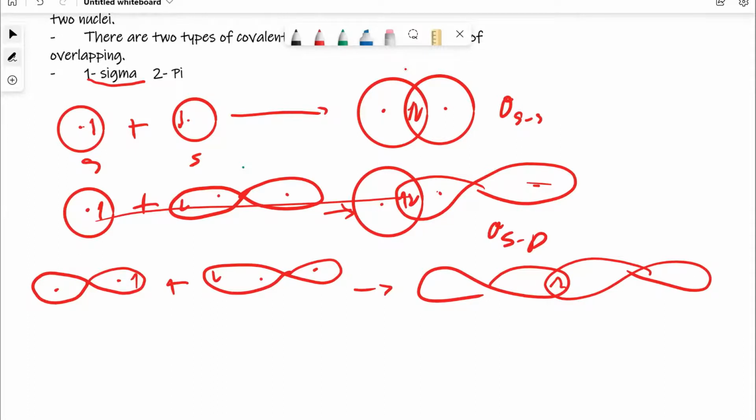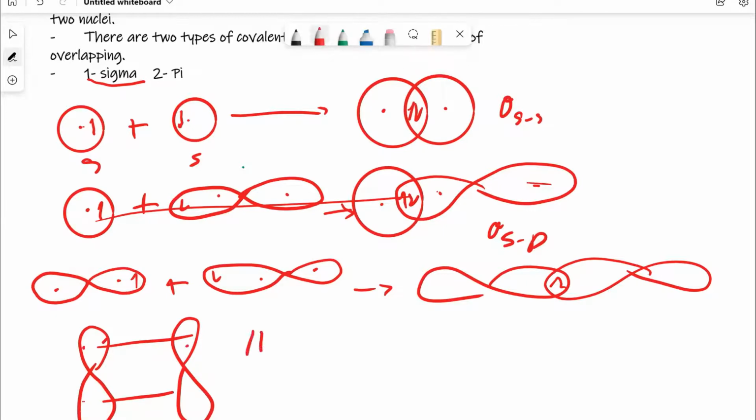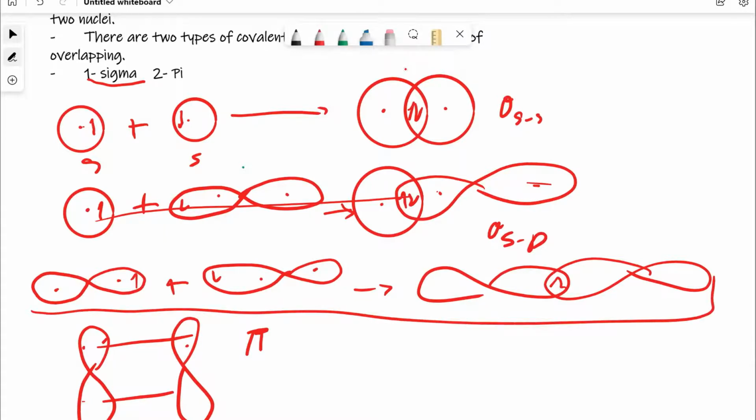Alternatively, we can have side to side. There are not that many options for side to side. I show you how it is possible to have side to side and head to head. If it is side to side, this kind of pairing, we call pi. You got what I'm saying? So you have various types of sigma, but for pi, you have one thing. Obviously, sigma is much stronger because of the internuclear axis, and pi is a little bit weaker than sigma.